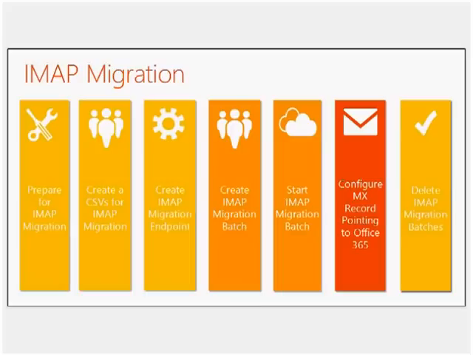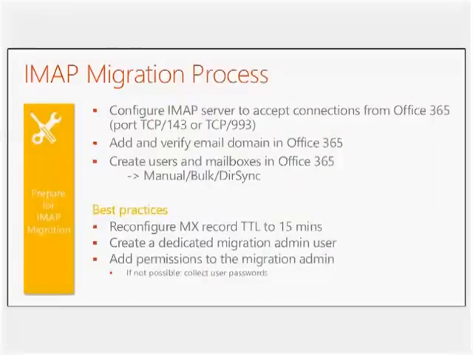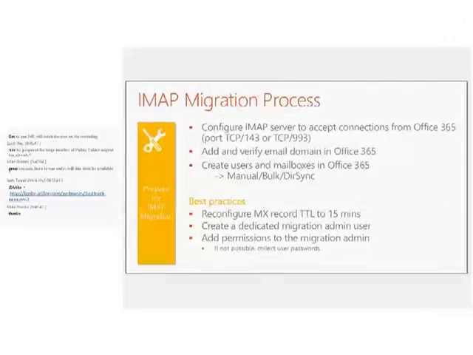through in the batch. And when you look at the migration process, it's configuring the IMAP server connections. It's verifying that email domain, creating the users and mailboxes, whether you're doing manual, bulk, or DirSync. And then really from an MX perspective, because you are moving those people's mail with no coexistence, you want to set that time to live to 15 minutes.